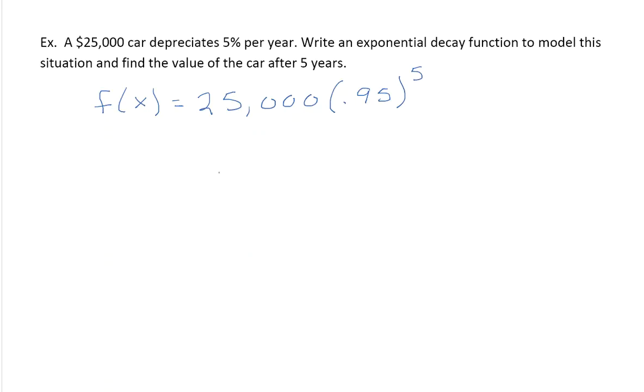So if the number of years is 5, enter this into your calculator. Never, never, ever multiply these two numbers first and then raise it to the exponent. Either enter it like this. Your calculator knows PEMDAS and will do that. Or you can do the 0.95 to the fifth power and then multiply it by 25,000. And then you get a value of the car after 5 years, $19,344.52, if I did that correctly.